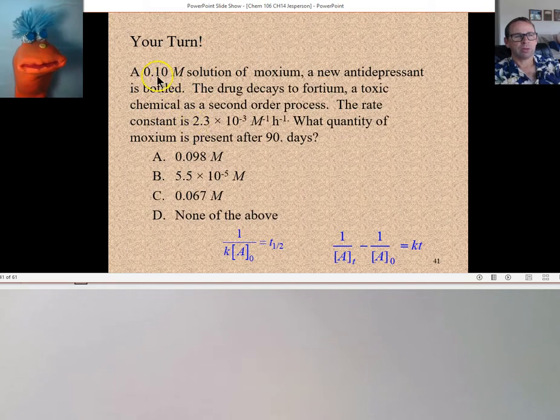All right, here we go. A 0.1 molar solution of antidepressant decays to a toxic chemical as a second order process. Here's our rate law. What quantity of the material is present after 90 days? Can't we just plug everything in? Well, this is a good practice. Let's see if you can do it. Plug everything in, push pause, plug everything in, see if you can get the right answer.